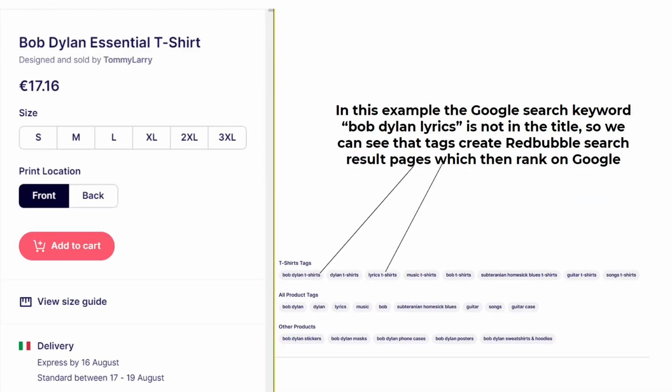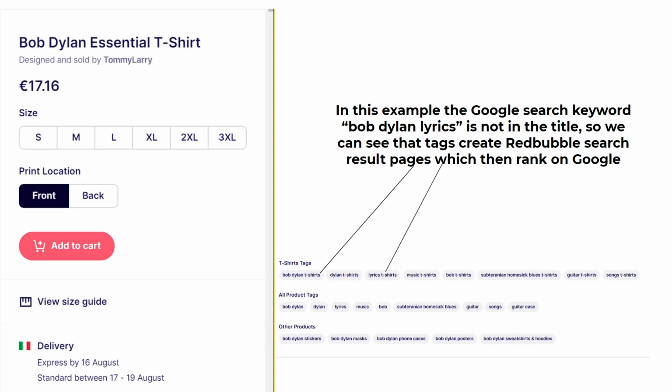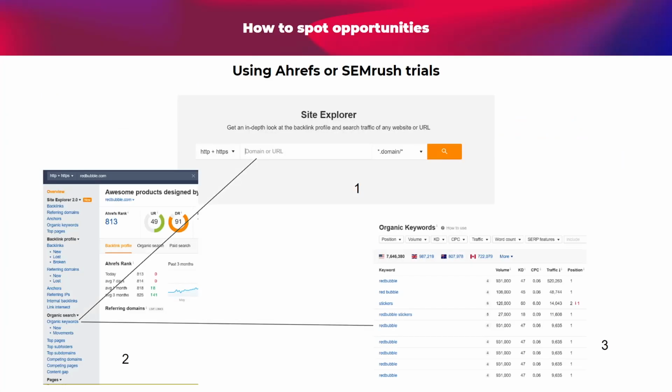So this is why tags are so important. As you can see in this example, it just says Bob Dylan Essential T-shirt. Nowhere in the title does it say Bob Dylan lyrics. But if I go back, you can see that I put Bob Dylan lyrics T-shirt, and this design was picked as the first design because it has the tag Bob Dylan T-shirt and it has the tag lyrics T-shirt, etc. So tags mean you can rank for more than one keyword. That's the really important thing here. That's why you should be very careful with your tags.